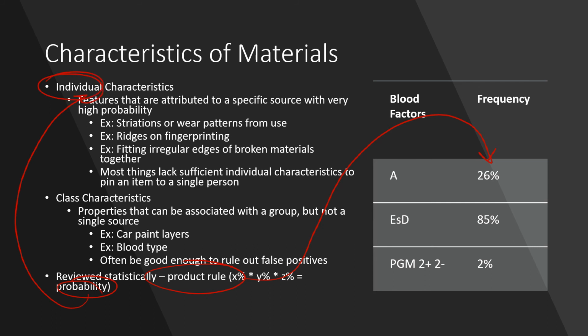So remember, with percentages, you'll really be multiplying a fraction. So this will be 0.26, 0.85, and 0.02. One number times another number times another number comes up with the probability that all of these things point to the same individual. So 0.26 times 0.85 times 0.02.